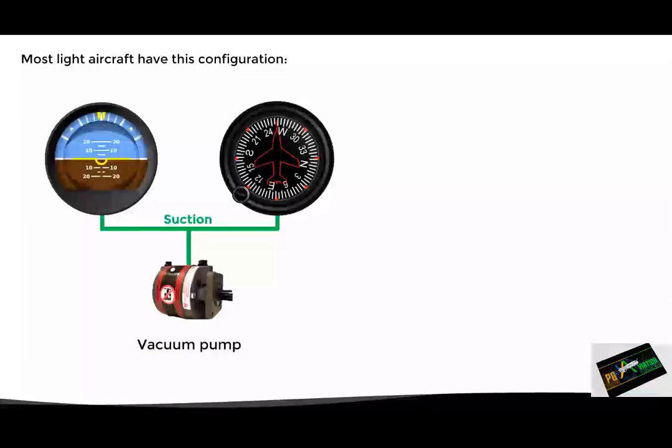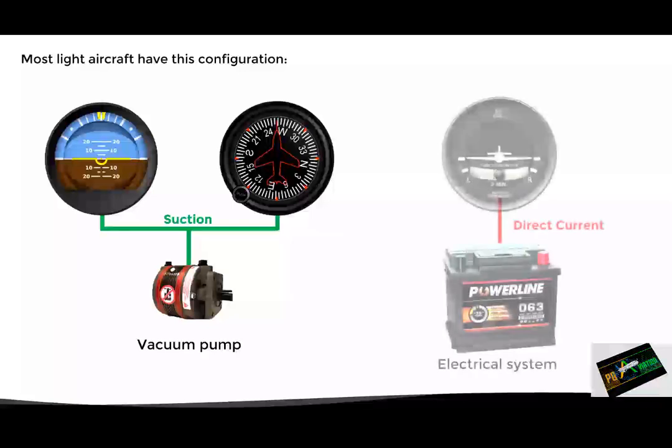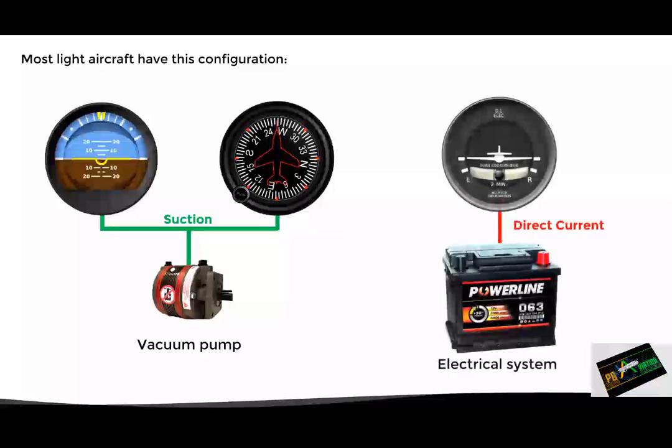Normally, most light aircraft have the following configuration. The attitude indicator and the heading indicator are driven by an air vacuum pump, while the turn coordinator is driven by the electrical system of the aircraft. The main objective of this design is that in the event of a failure in one of the systems, not all gyro instruments are affected.